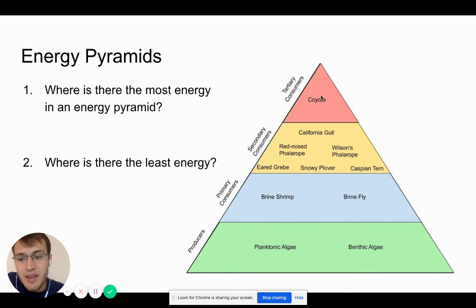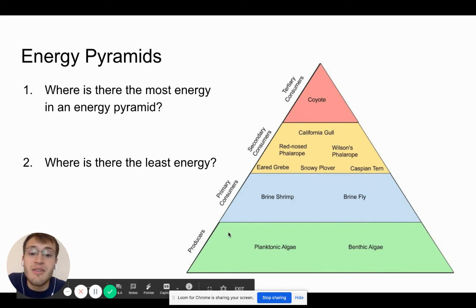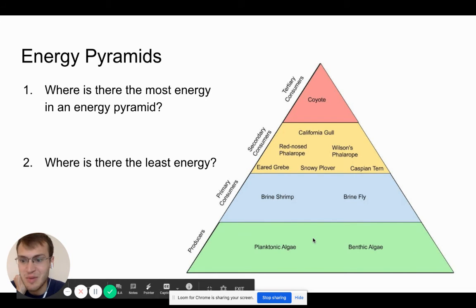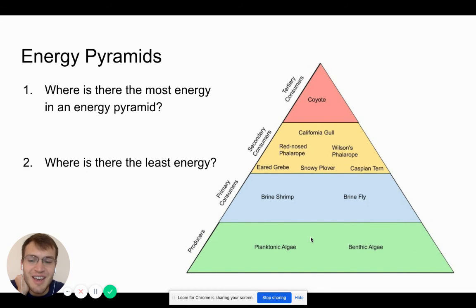That's also why at the top there are the fewest organisms. There are the fewest organisms at the top just because there's the least amount of energy there. And for that same reason, there are the most organisms at the bottom. That's because there's the most energy there. As long as there's space, there can be producers, and there can always be more producers if there's more space. They're not really limited. They're only limited by space, water, and that's it, because there's a ton of sunlight. So anyway, these were just two things that I wanted to review with you about energy pyramids.